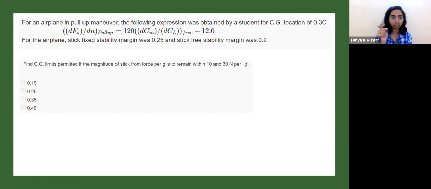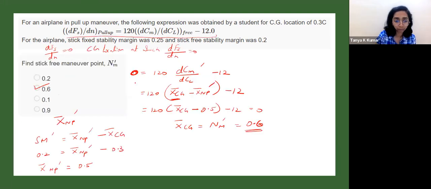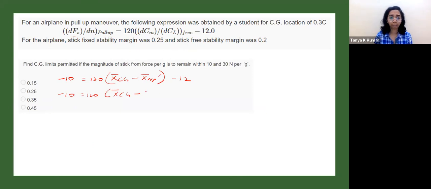So what do you do? You plug in all of those values into this equation. Let's say we start from minus 10. Minus 10 equals 120 times X bar CG minus X bar NP prime, minus 12. Minus 10 equals 120 times X bar CG minus 0.5, minus 12. So what is the X bar CG for this case?